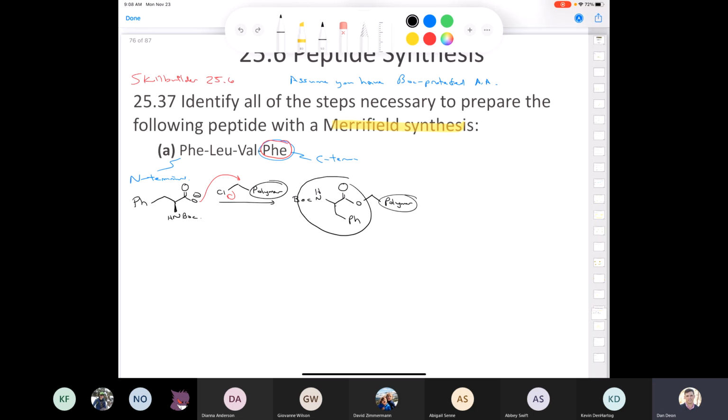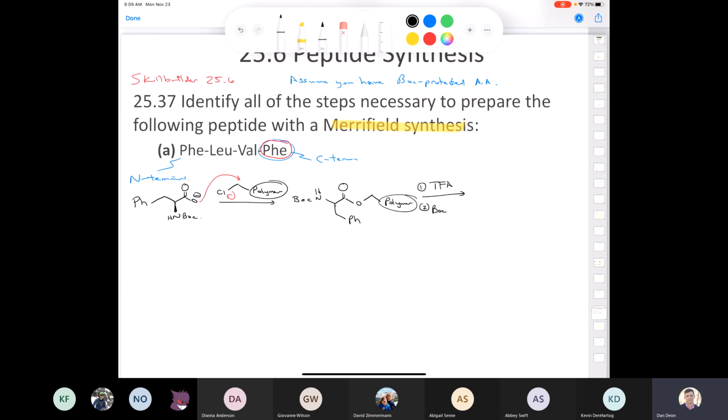So what's the next step going to be? We have to remove the Boc group so that we get the free amine. And then once we have the free amine, we can couple it to the Boc-protected valine. So let me show you how you would do that. The first step is going to be TFA, trifluoroacetic acid. The second step is going to be to treat it with the Boc-protected valine. So let's write that out.